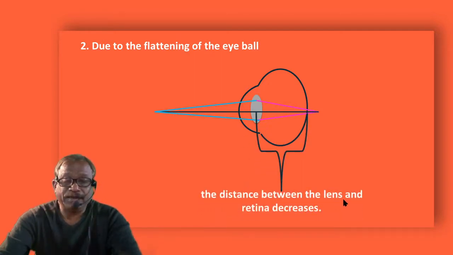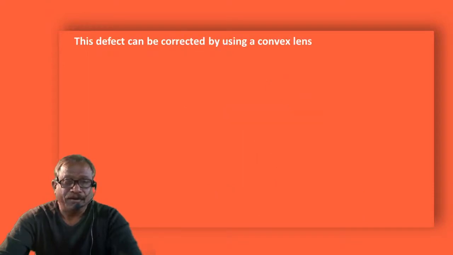The distance between the lens and the retina decreases because the eye is flatter. So this is the second reason for hypermetropia. The defect can be corrected. So what is the solution? By using a convex lens.